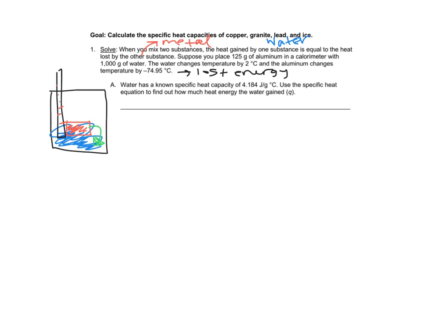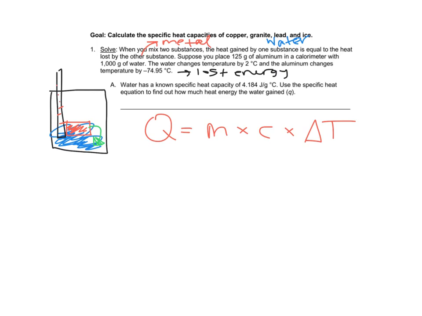All right, A says water has a known specific heat capacity of 4.184 joules per gram degree Celsius. Use the specific heat equation to find how much heat energy the water gained. So again, we're going to be using our Q equals M times C times delta T to solve this question.